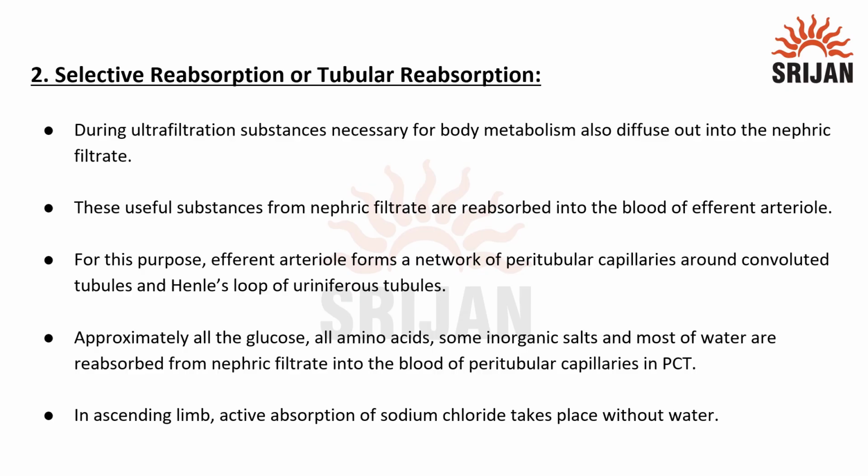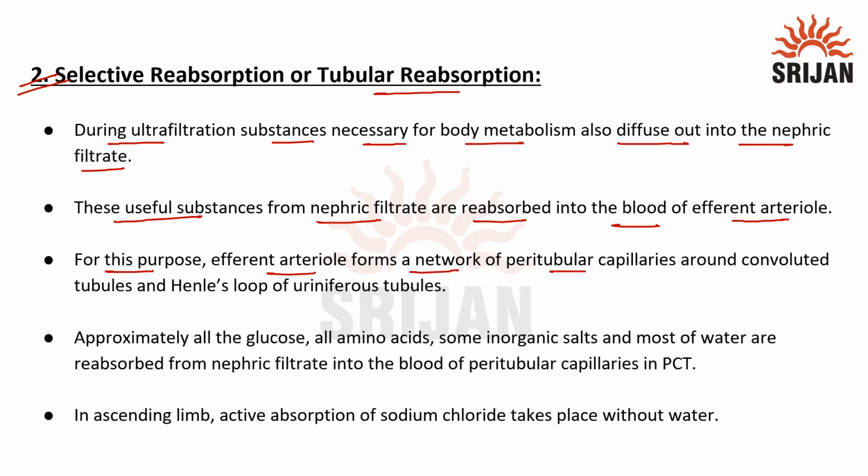The second step is selective reabsorption or tubular reabsorption. During ultrafiltration, substances necessary for body metabolism also diffuse out into the nephric filtrate. These useful substances from nephric filtrate are reabsorbed into the blood of the efferent arteriole. For this purpose, the efferent arteriole forms a network of peritubular capillaries around convoluted tubules and Henle's loop of uriniferous tubules.